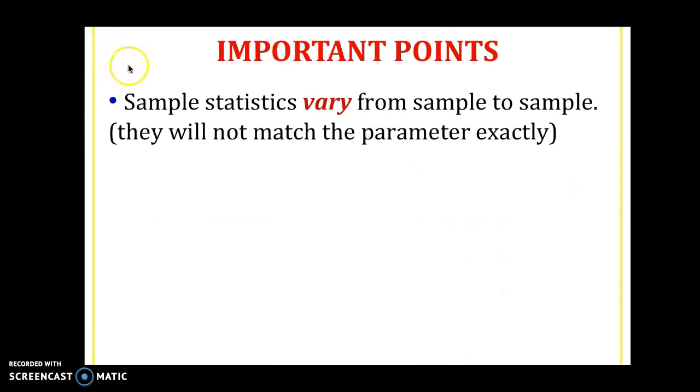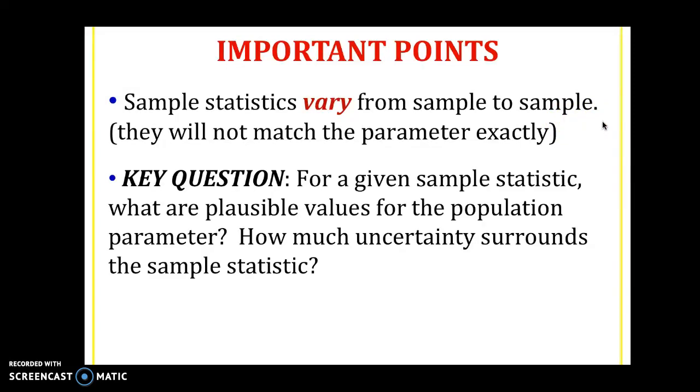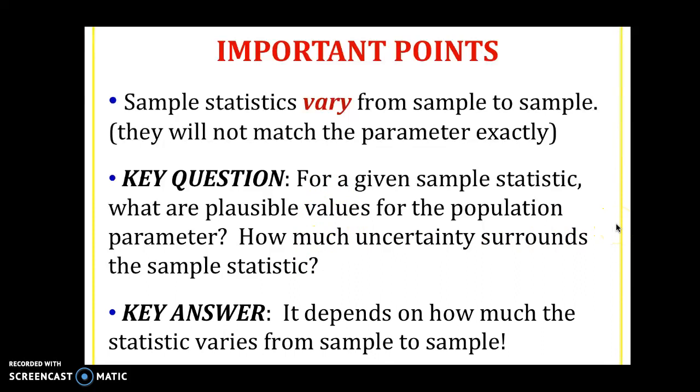Just to note, sample statistics will definitely vary from sample to sample. They will not match the parameter exactly. So what we want to know is, given a sample statistic, what are plausible values for the population parameter? And also, how much uncertainty surrounds the sample statistic? These are questions that are going to follow us for the rest of the semester. This depends on how much the statistic varies from sample to sample.